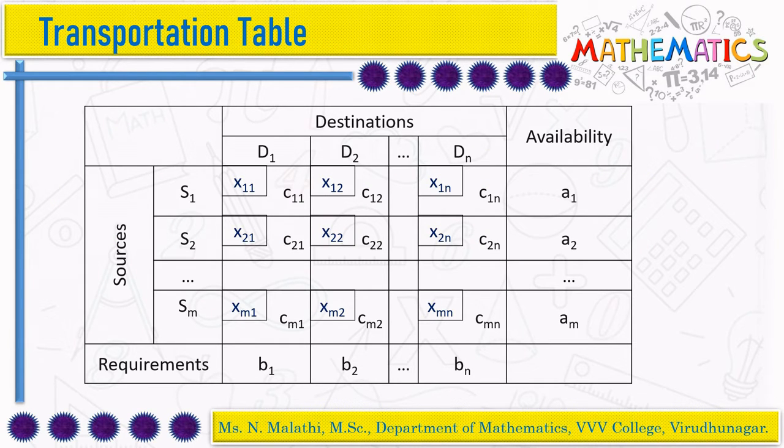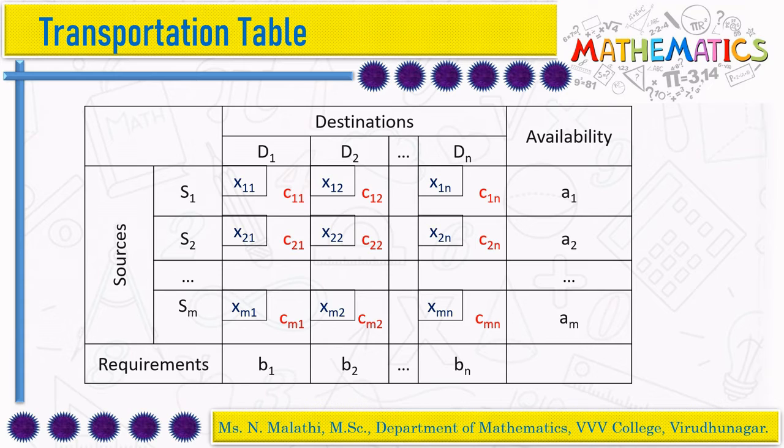This is the transportation table, which consists of m sources, say S1, S2, etc. up to Sm with availability A1, A2, etc. up to Am, and n destinations, namely D1, D2, etc. up to Dn with the requirements B1, B2, etc. up to Bn.